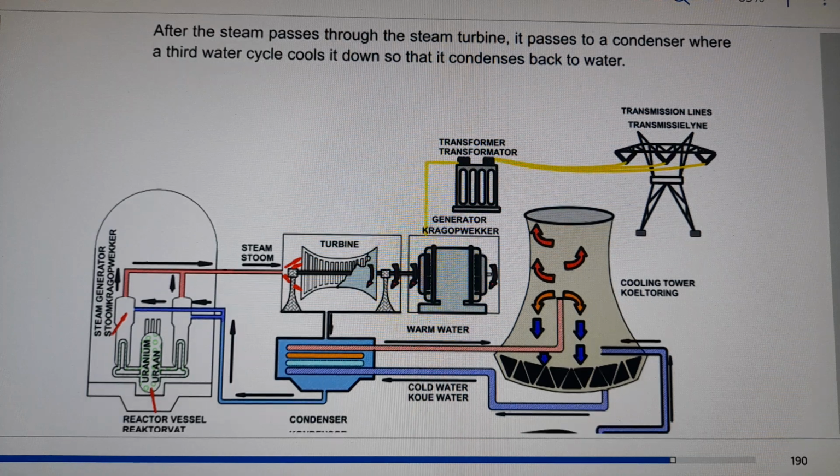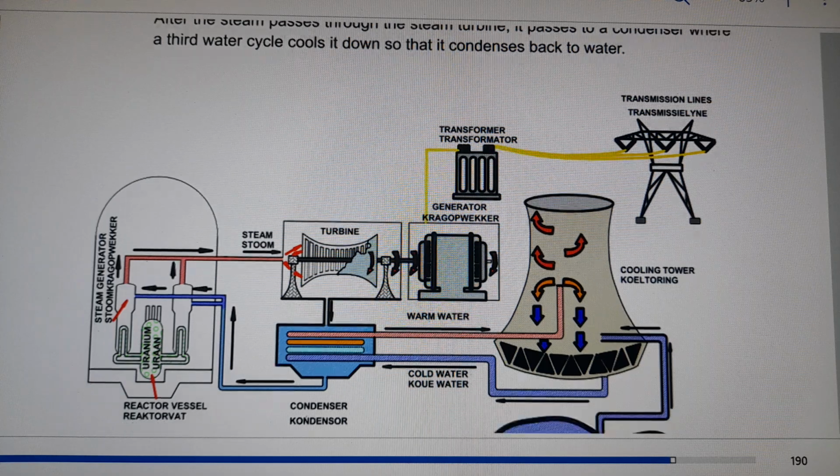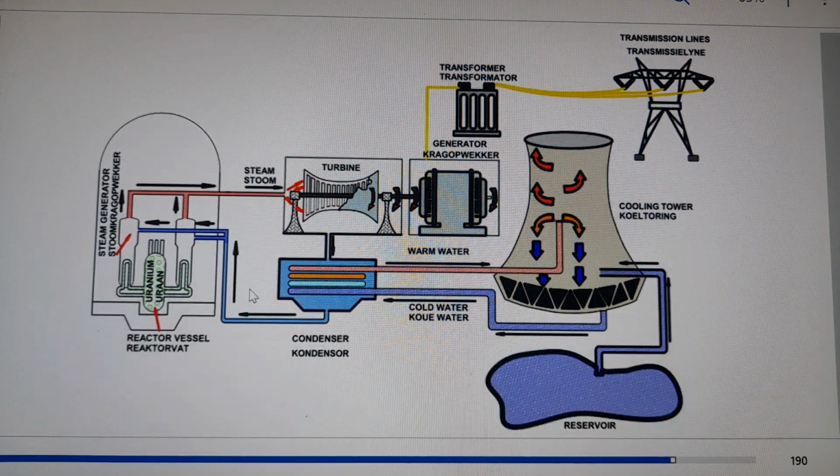Okay, so the only difference between the coal and the nuclear power station is that with the coal, we use coal to heat up water, and with the nuclear, we use uranium to heat up the water. And they say after the steam passes through the steam turbine, it passes to a condenser where a third water cycle cools it down so that it condenses back to water.